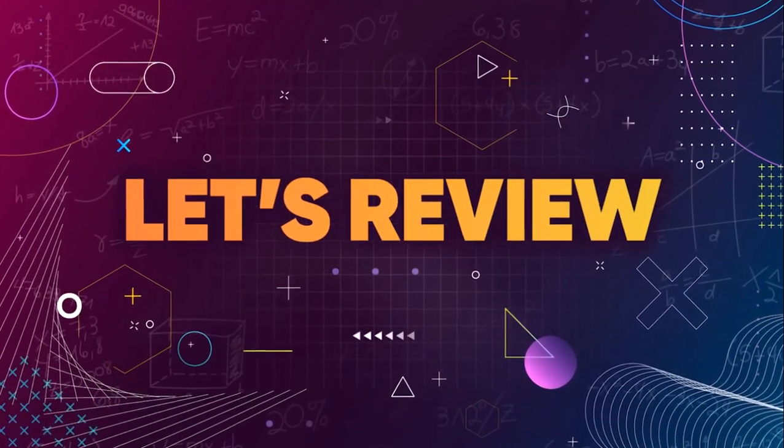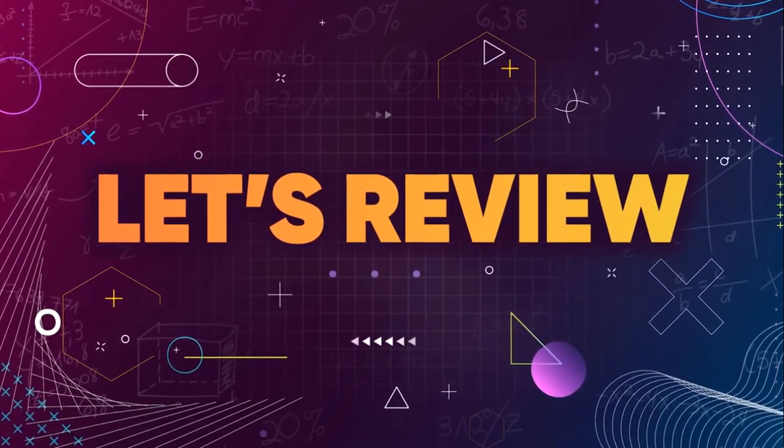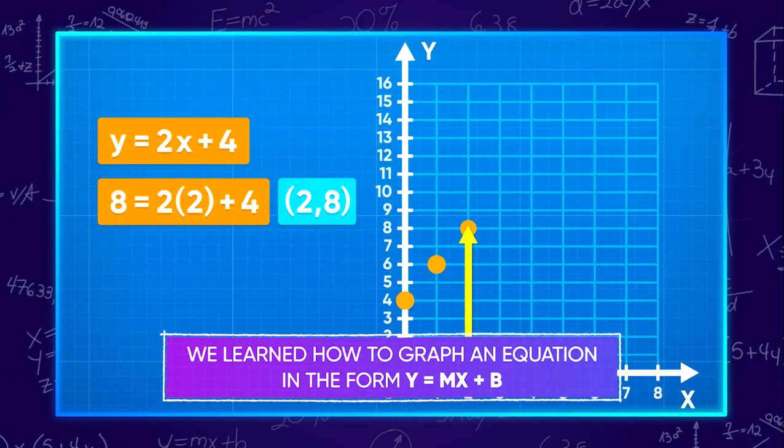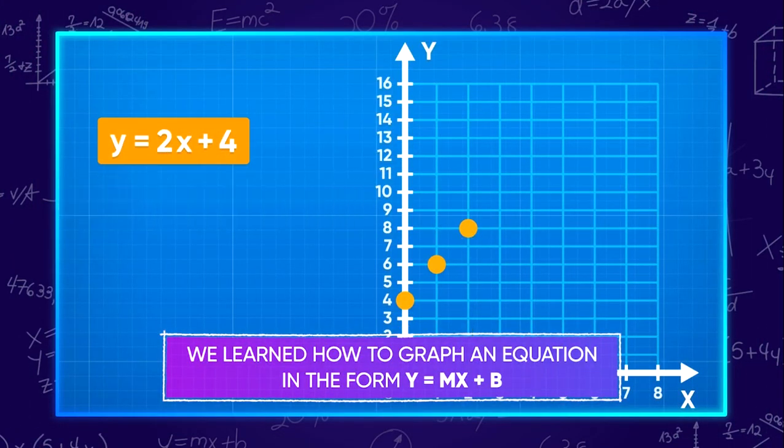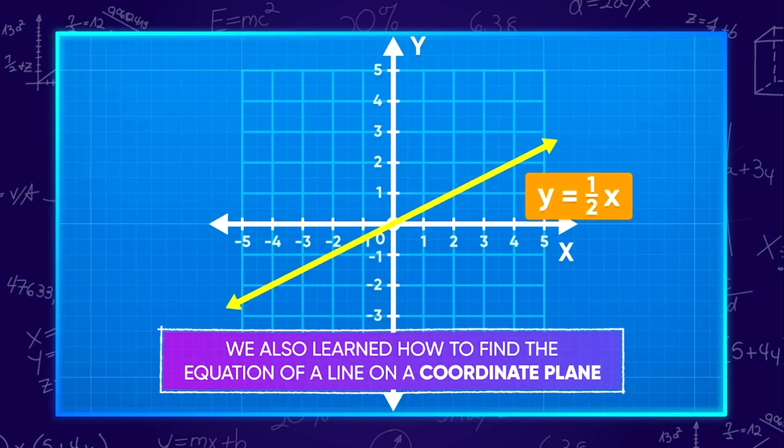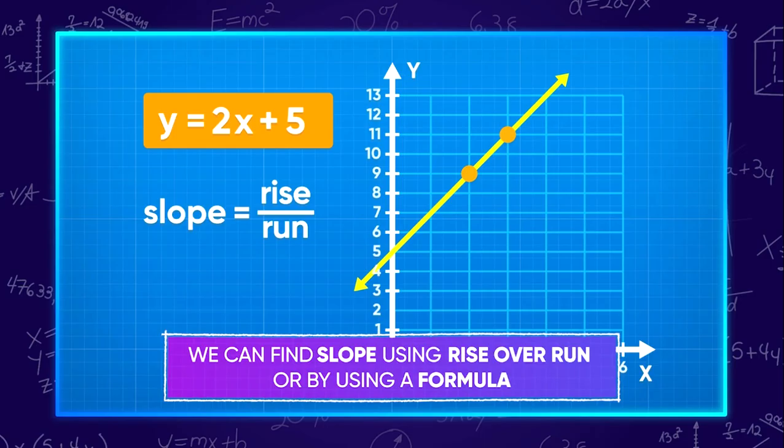Now, let's review. Today, we learned how to graph an equation in the form y equals mx plus b. We also learned how to find the equation of a line on a coordinate plane. And we also saw that we can find slope using rise over run or by using a formula. And now we've solved all of your problems.